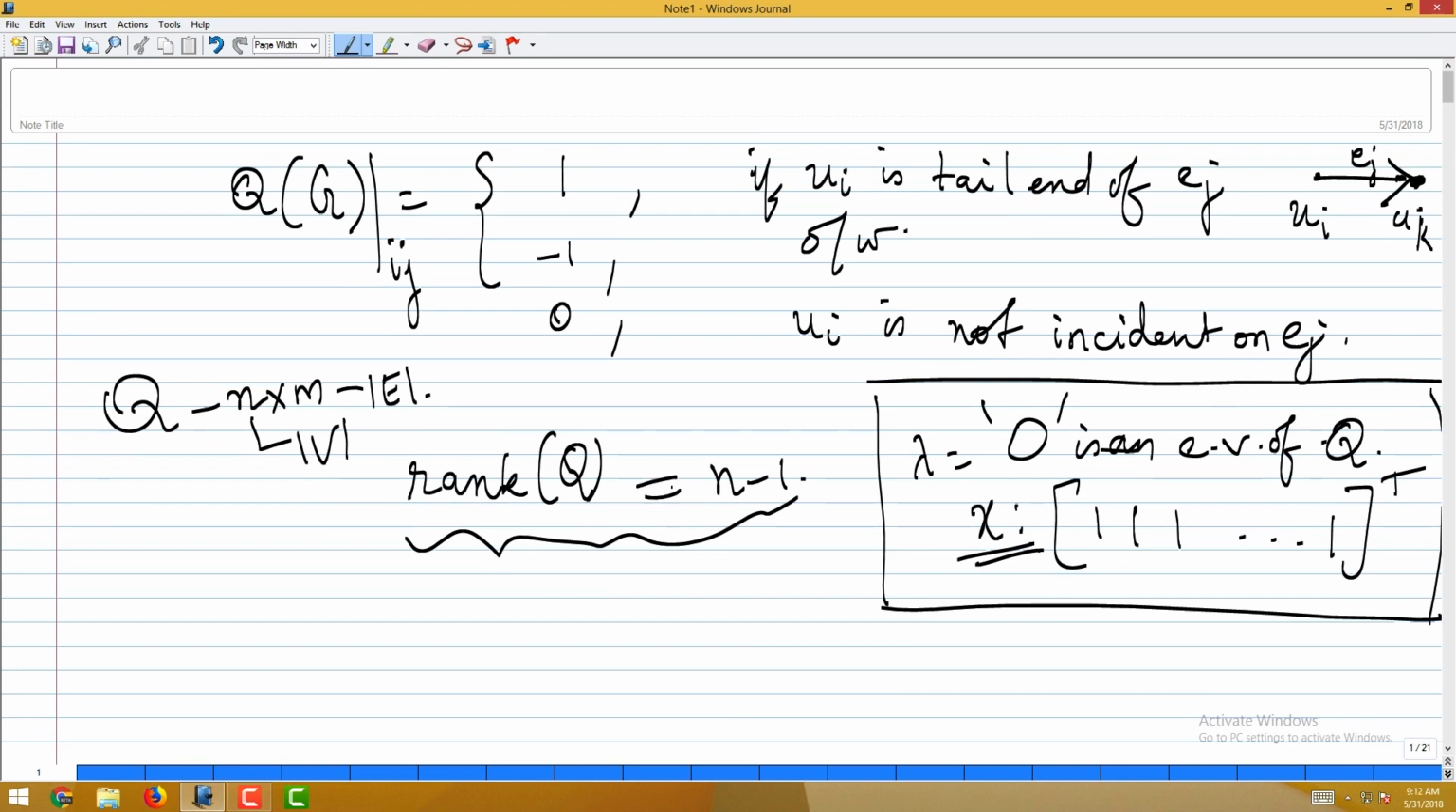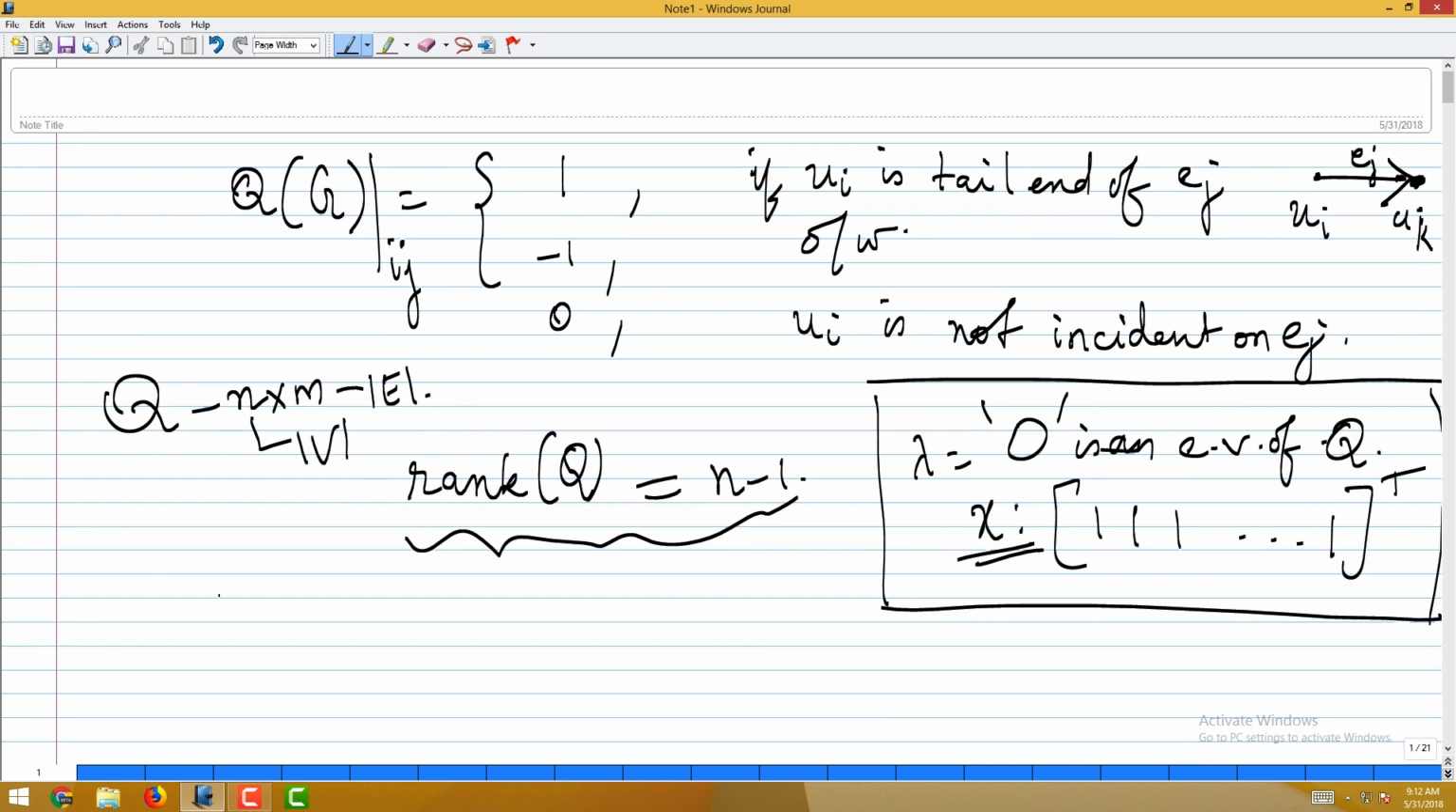So, that means what? There are n minus 1 vectors, column vectors, right, which would span my range space. That is what I am trying to say. By spanning, what do we mean? We take any linear combination of these n minus 1 vectors, I will get all possible vectors that would belong to my range space of this Q. Right. So, how are my vectors going to be looking like? What are the possibilities for my vectors?